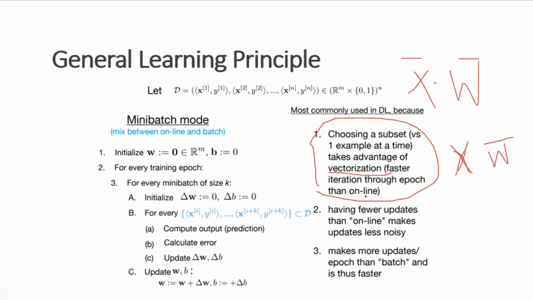Also, having fewer updates than in the online mode, including more examples in each update, makes things a little bit more robust. So it reduces the noise a little bit. And also, compared to the full batch mode, like I said here in point number 3, we have more updates in the mini batch mode for each iteration over the epoch. So in the batch mode, we only iterate over the epoch and then only update once. So we apply this only once after each epoch. In the mini batch mode, we do that multiple times depending on how many mini batches we have in each epoch. So in that way, we have more updates than in the batch mode, which can also help with learning things faster.